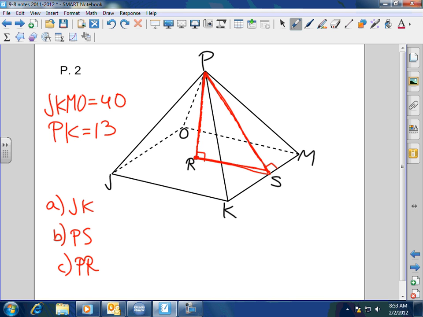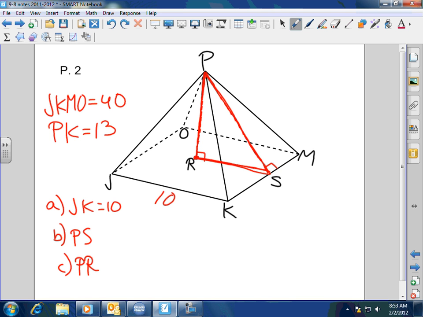If the perimeter of JKMO is 40, what is each side of this perimeter? Okay, so 10, right? So 10, 10. 10 all the way around. I don't want to put too many numbers to confuse things. Does that make sense? So JK done is 10. Okay, now I want to find PS and also PR.